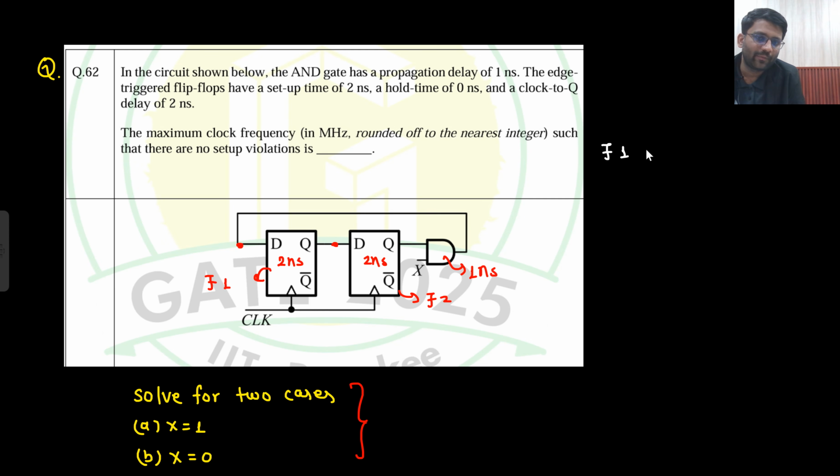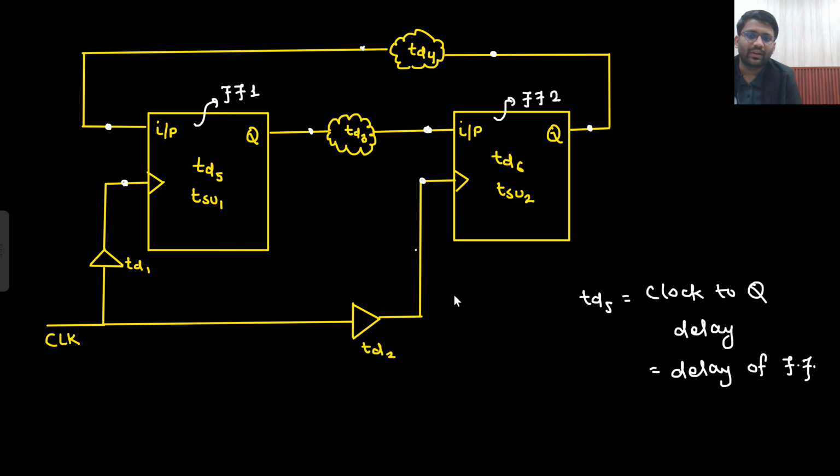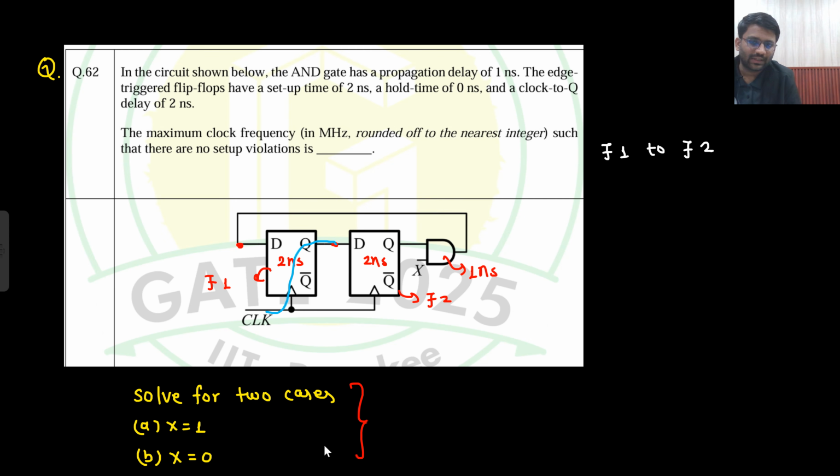When I go from flop 1 to flop 2, what will happen? How will I work from flop 1 to flop 2? So, sir, clock to Q, 2 nanosecond. Then in between there is no combinational circuit. Like when we were studying this particular topic, here there was some combinational circuit which was having some delay, but here there is no delay. So started from here. How did we start? Started from here, 2 nanosecond delay. I have reached here now. So first T clock should be greater than or equal to 2 nanosecond of delay.